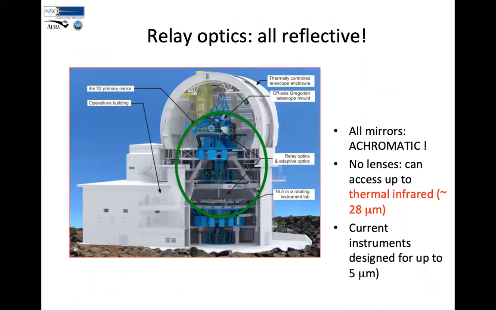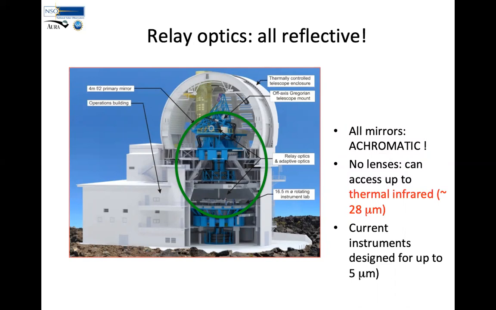Another important part is that now you have the telescope, and all those things I've been showing until now live up here in the upper part of the telescope, but the instruments live down here. And so you need further optics to send out the light. And for DKIST, and this is a first, everything is done with mirrors and not lenses. That means that you are achromatic, which is very nice, but also that you transmit the far infrared. So in principle, the telescope can access all the way to 28 microns.